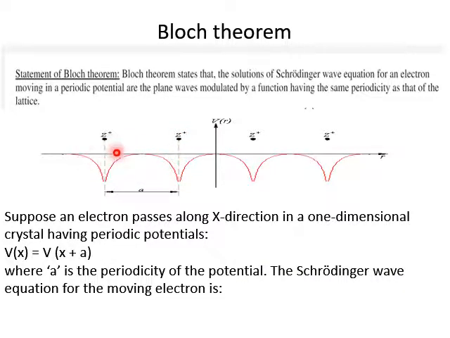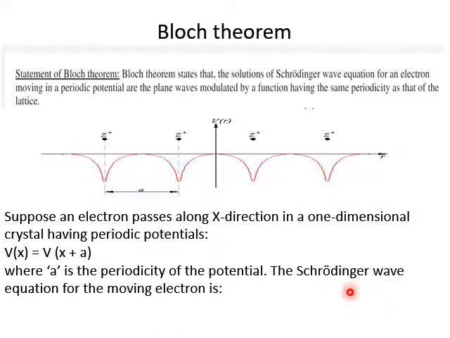So what is the potential here? It is V(x), but because it is a periodic potential well, V(x) is equal to the potential at x plus a. So the potential at distance x is equal to the potential at distance x plus a. Now a is the periodicity of the potential well, or the interatomic distance inside the crystal.